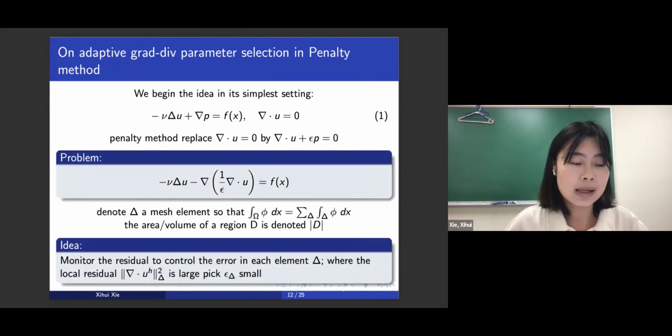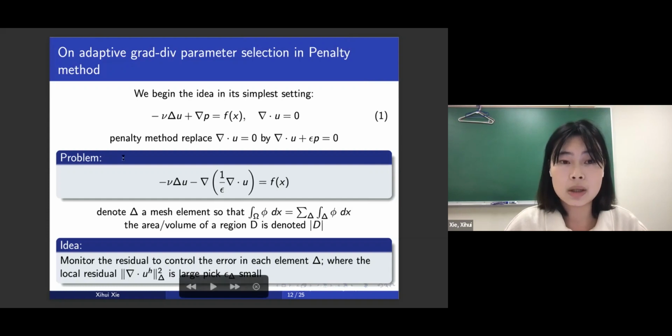In this project, we adapt the penalty parameter in space. This is kind of a new idea. We begin with the simplest setting, which is the steady state Stokes problem. We still use the penalty method, replacing div u equal to 0 by div u plus epsilon p equal to 0. Eliminating the pressure, we have this penalized Stokes problem.